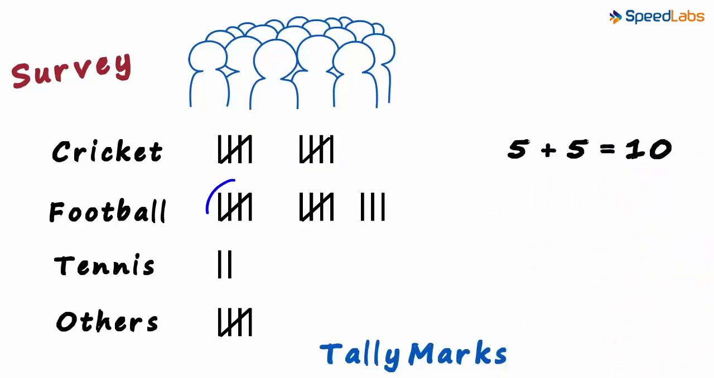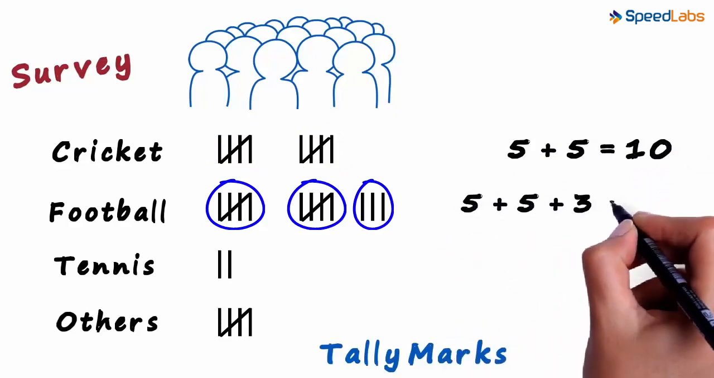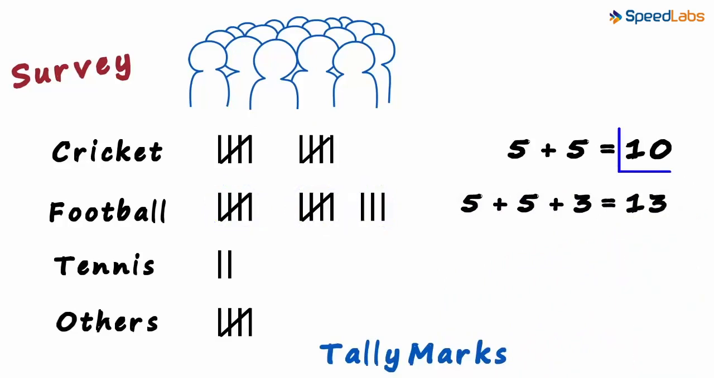The second row has 5, 5 and 3. The total will be 5 plus 5 plus 3, which equals 13. So 10 people like cricket and 13 like football. In the same way, we can say that 2 people like tennis and 5 like other sports.